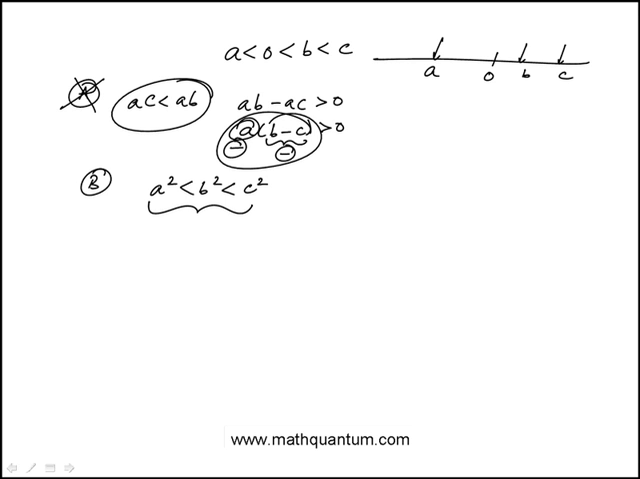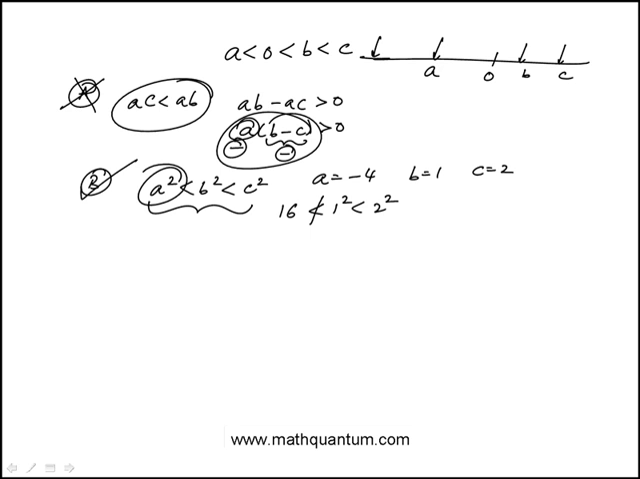So here the key thing is that if A is far enough, meaning it's a negative number, but if it has a large magnitude, then if I square it, it may not be less than B squared and C squared. So for example, if A is minus 4, B is 1, and C is 2, this would be 16, which is not less than 1 squared, less than 2 squared. So the answer is B.